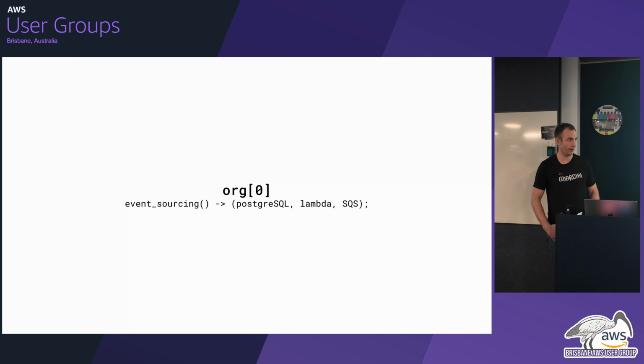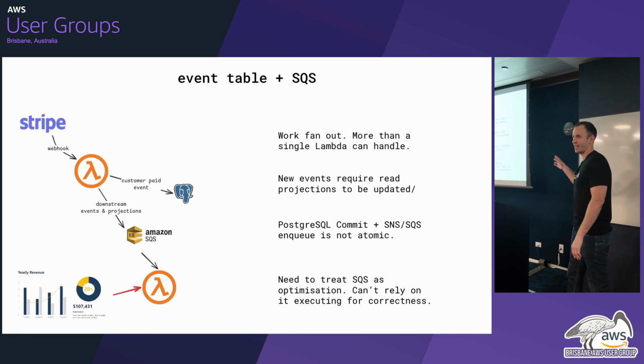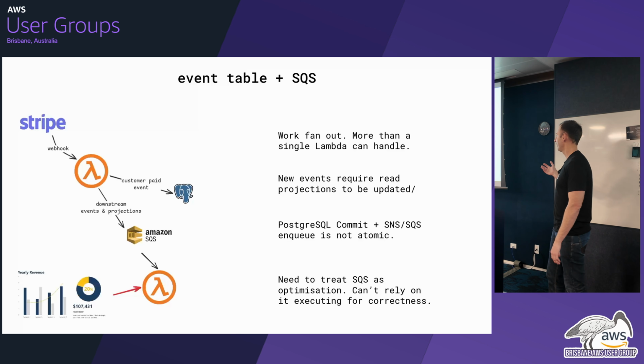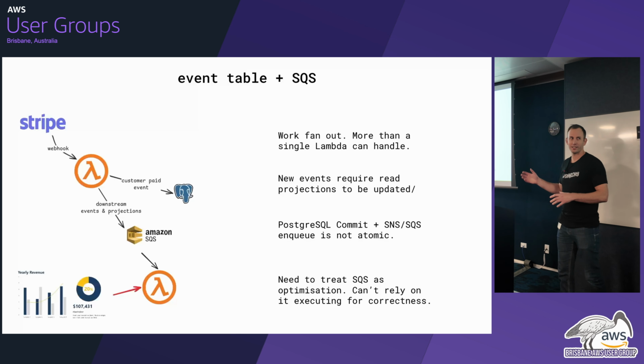All right, so this is the first missing event scenario for company one. They have a Stripe webhook that comes through and kicks off a Lambda. The Lambda basically has one job, which is to raise an event to say that the customer's paid. And Lambdas have a time limit, so they can't run forever. And there's a whole bunch of work that needs to be done, updating reports and all sorts of stuff.